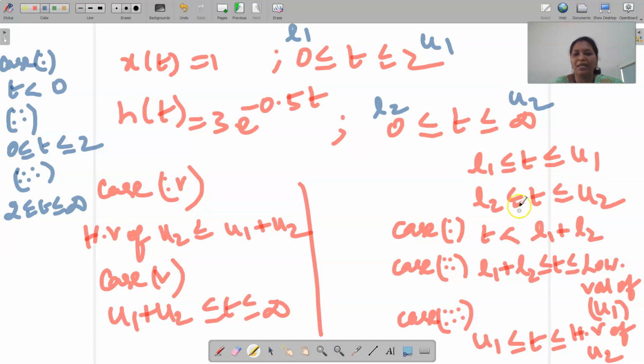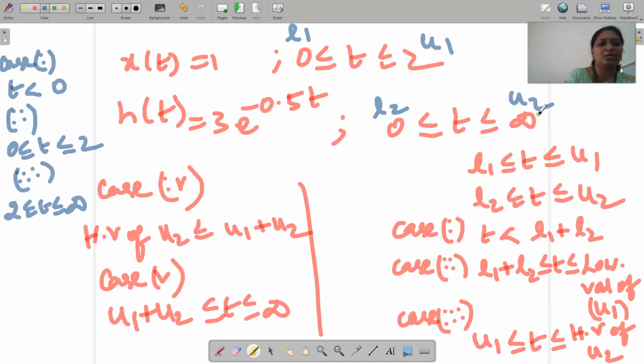When I compare this general case with the given problem, first thing is t lesser than L1 plus L2. L1 plus L2 is 0, so t lesser than 0, that is your first case. Second case, L1 plus L2 to lower value of upper limit, so it is 2, so 0 to 2, and lower value of upper limit to higher value of upper limit, so here it is 2 to infinity. Once you have reached infinity, you can stop your cases. So for this problem only 3 cases are available. One is t less than 0, another one is 0 to 2, another one is 2 to infinity.